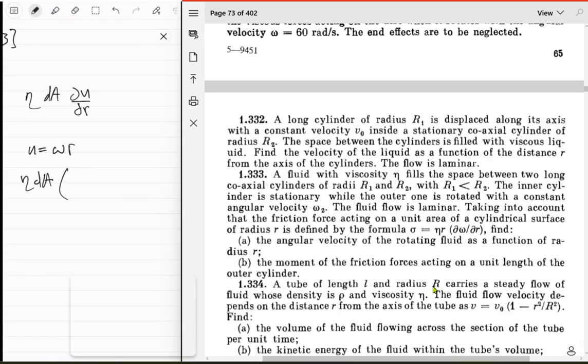Along t hat not changing, along z hat not changing, along r hat it is changing, and that's why you have this thing, right? And it's in the t hat direction. Sure. This should have worked. I mean, this should have been the formula, right?